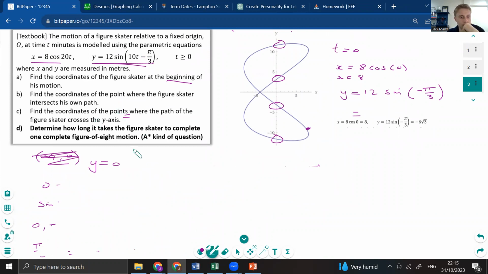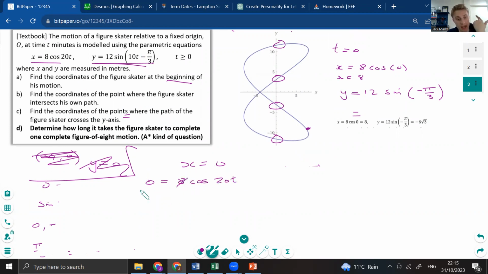So x is 0 means 0 equals 8 cos 20t. Divide by 8 on both sides. Inverse cos on both sides equals 20t. Now think about what we just said. We need lots of values here. So I'm going to need to find multiple times when cos is 0. So when is the cos graph equal to 0?